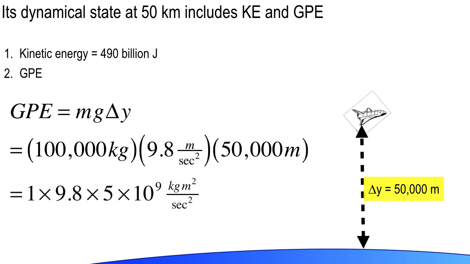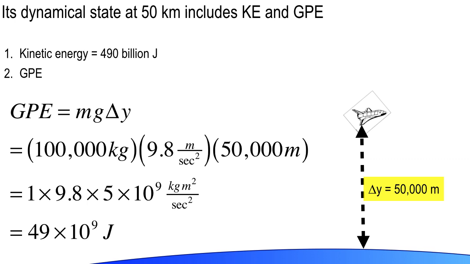And we're going to move around some zeros. This is the same as 1 times 9.8 times 5 times 10 to the 9 kilogram meter squared per second squared. So again, we're talking billions of joules. This is a billion here, 10 to the 9, and kilogram meter squared per second squared, that's joules. All right, so this is 49 billion joules.